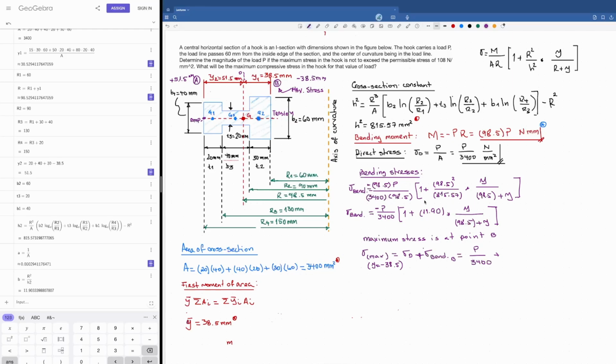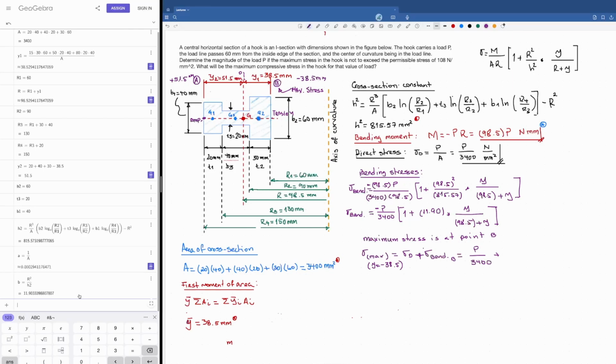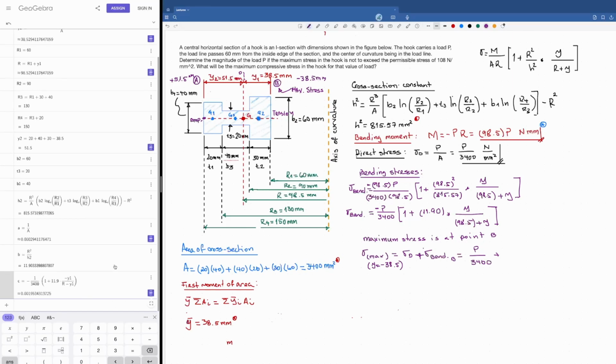So let's bring it to the calculator. I want to calculate the resultant of what is in these big brackets. Actually, I could divide minus 1 by 3,400, times 1, just excluding the P, plus 11.9 times minus y1 divided by R minus y1. And that's going to give me 0.0019 in here. So this is 0.00195 P. And that has to be at least equal to this 108 newtons per square millimeter.